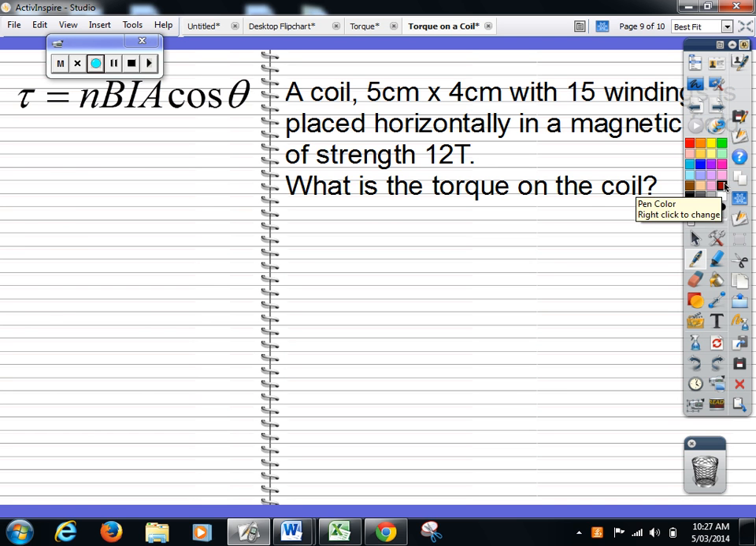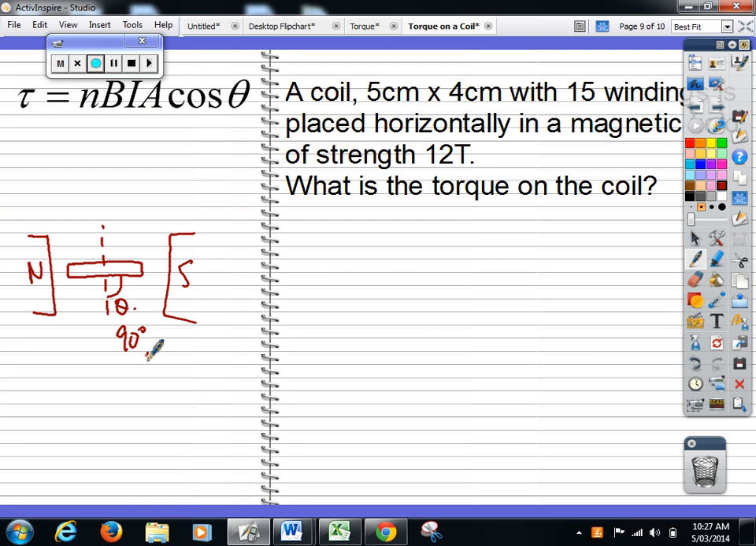So let's just have a look at it side on. This is north to south, and here's the coil side on. The angle it makes here is 90 degrees. So it's making 90 degrees with the field. Now, I said before that theta, sorry, I put 9 degrees there before the announcements happened. Theta is not that angle there. That would be the angle that the wire is making with the field.